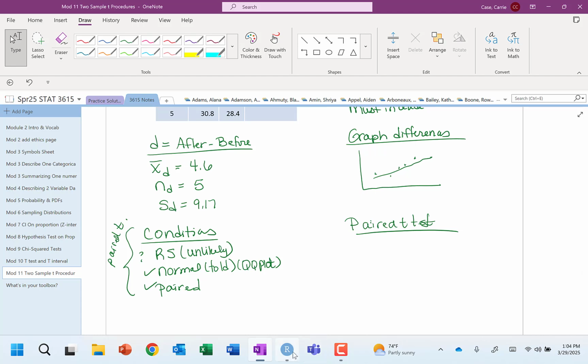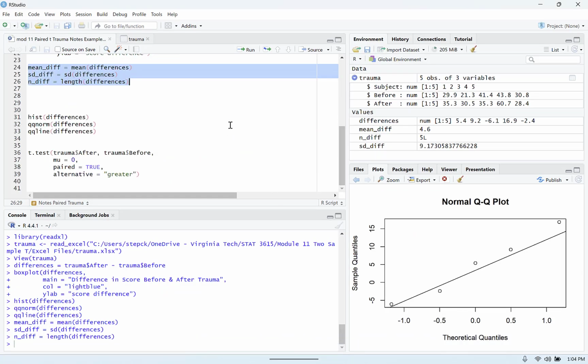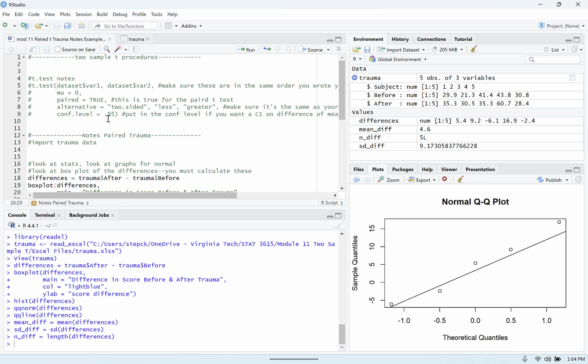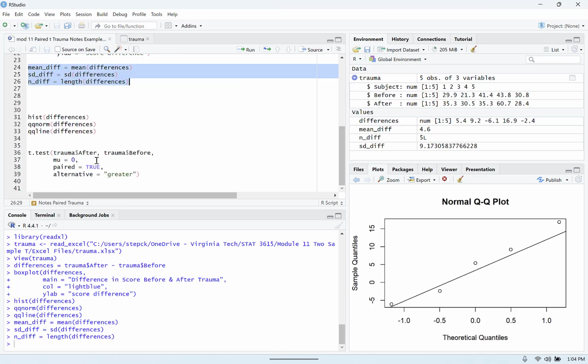When I do this paired t-test in R, we're still using the exact same commands we were using in the last 2 tests. So we're doing a t-test on the after and the before data, that the mean difference is 0, but this time, instead of paired equals false, we use paired equals true. And because of that, we don't have to say var.equal is true or false. All of those notes are up here. And then your alternative is greater. And if we were doing a confidence interval, we would do confidence.level equal to 0.95 or whatever we wanted.